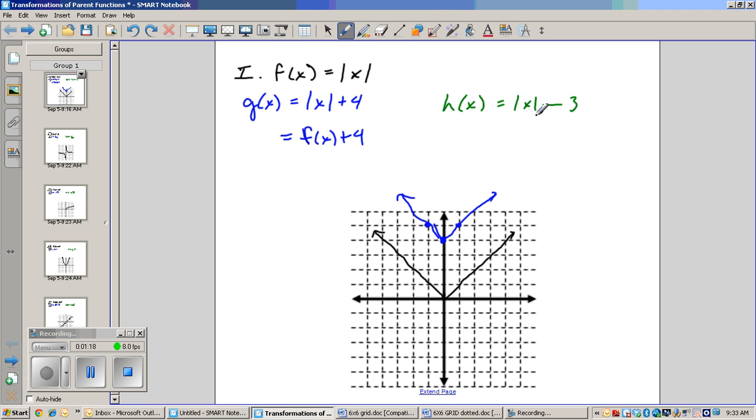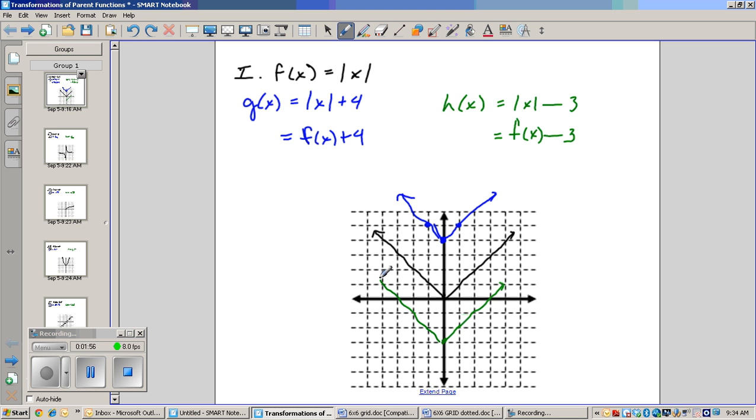Now, if h of x is the absolute value of x minus 3, I can do the same thing. Absolute value of x is f of x minus 3. Again, f of x is the y. If I subtract 3 from each of the y coordinates of the points in the parent function, the effect is shifting the graph down 3 units.